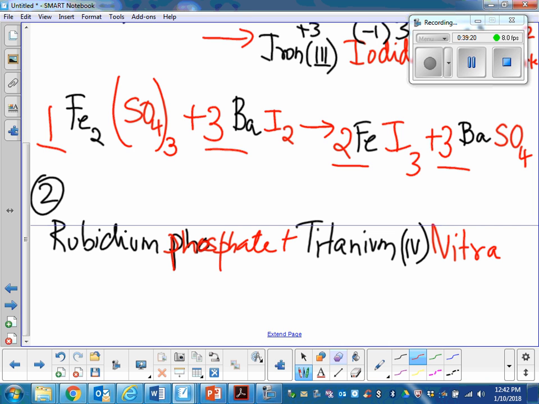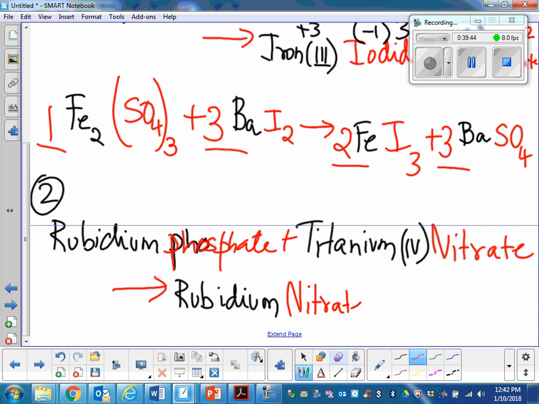And now, Lena, help me predict the products. What do you think the products will be? Rubidium is going out with phosphate. Titanium is going out with nitrate. Very good. So it's going to be rubidium nitrate. And what is my other product, Lena? Titanium 4 phosphate.